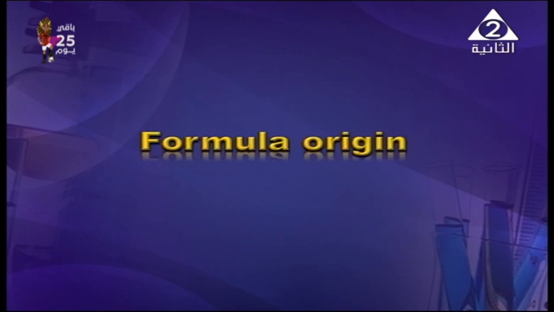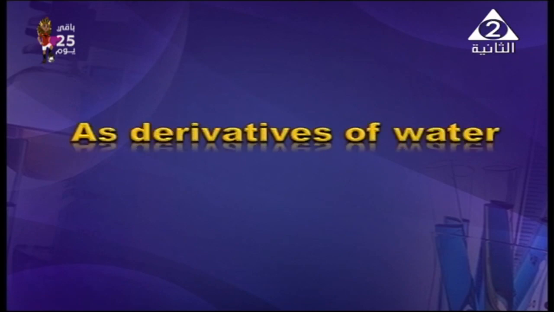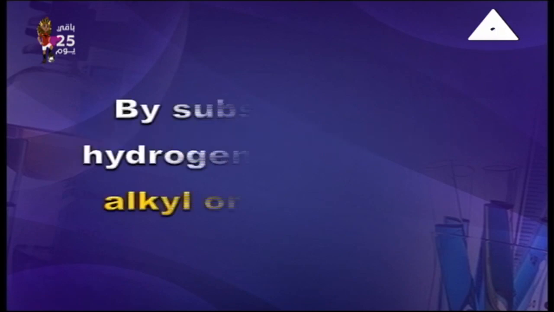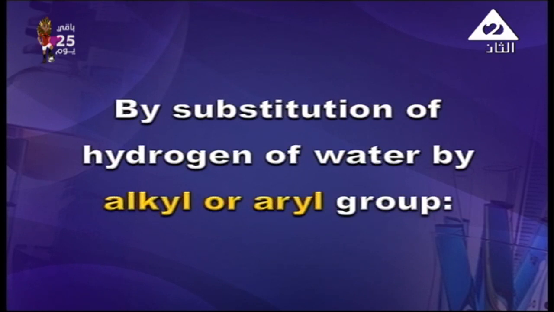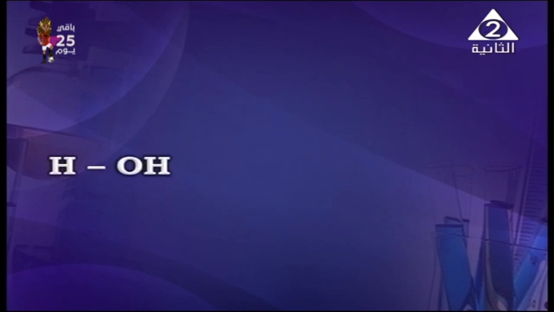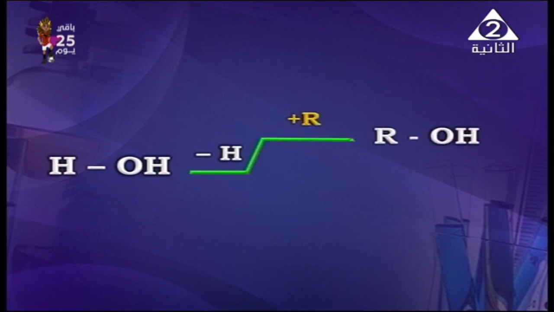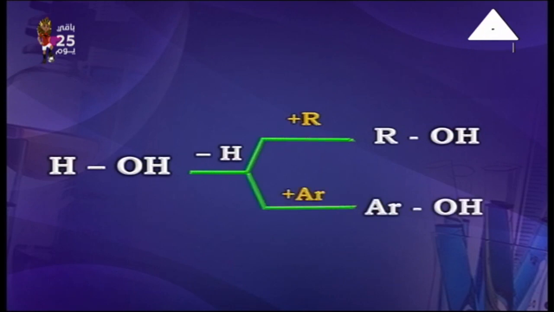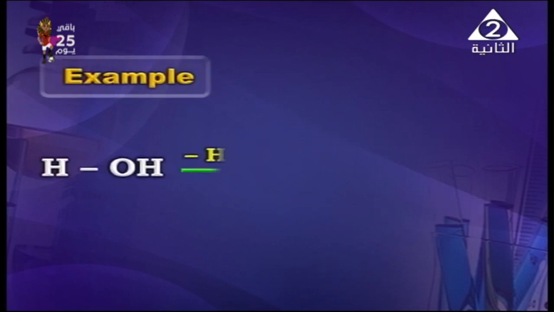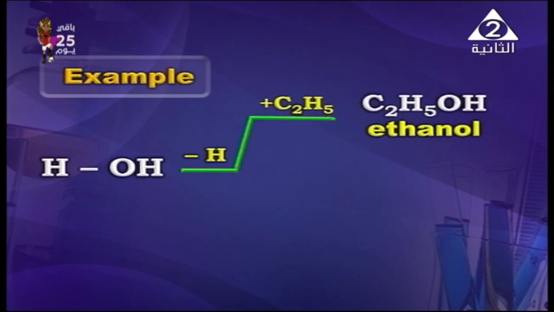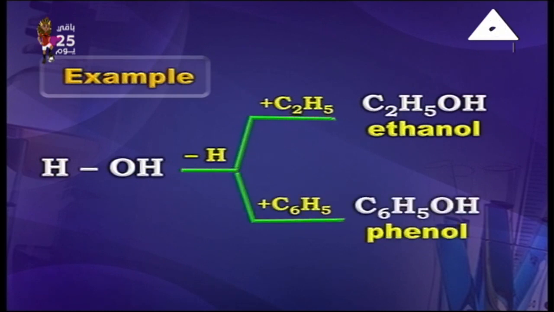The formula origin of alcohols and phenols: they are derivatives of water, by substitution of a hydrogen atom of water by an alkyl or aryl group. For example, HOH, by removing hydrogen and replacing it with an alkyl group, ROH, it will be an alcohol, or replaced by an aryl group, it will be ArOH for phenol. For example, HOH, by removing the hydrogen, we put C2H5, it will be C2H5OH, ethanol, or we put a C6H5 phenyl radical, it will be phenol, C6H5OH.